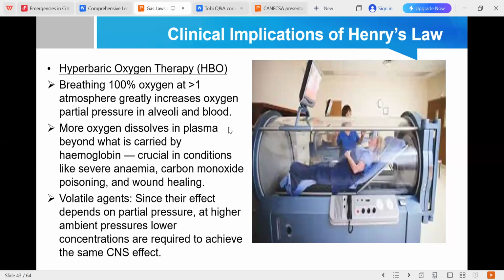beyond what is carried by hemoglobin. This is crucial in conditions like severe anemia, carbon monoxide poisoning, and even wound healing. Even for volatile gases, the effect depends on partial pressure. At higher ambient pressure, lower concentrations are required to achieve the same CNS effect.